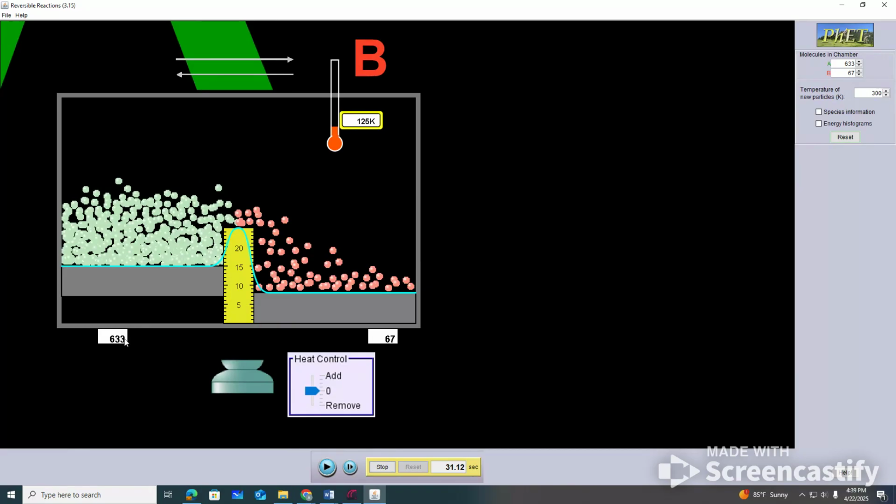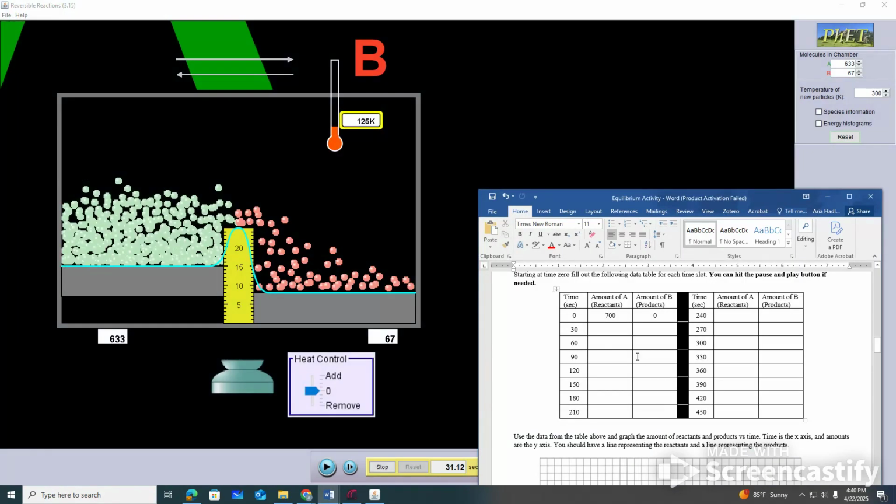Okay, so now what we see is we have 633 products, or sorry, reactants and 67 products. And so make sure that you have that written down right here. And then I'm going to keep going, and I'm going to be pausing at these times. I'm not always going to be reading it out. I'm just going to let it run, and then I'll be doing my best to pause it as close as I can to those timers, so you can record those values and, you know, hit pause as needed, because I know it's going really fast.